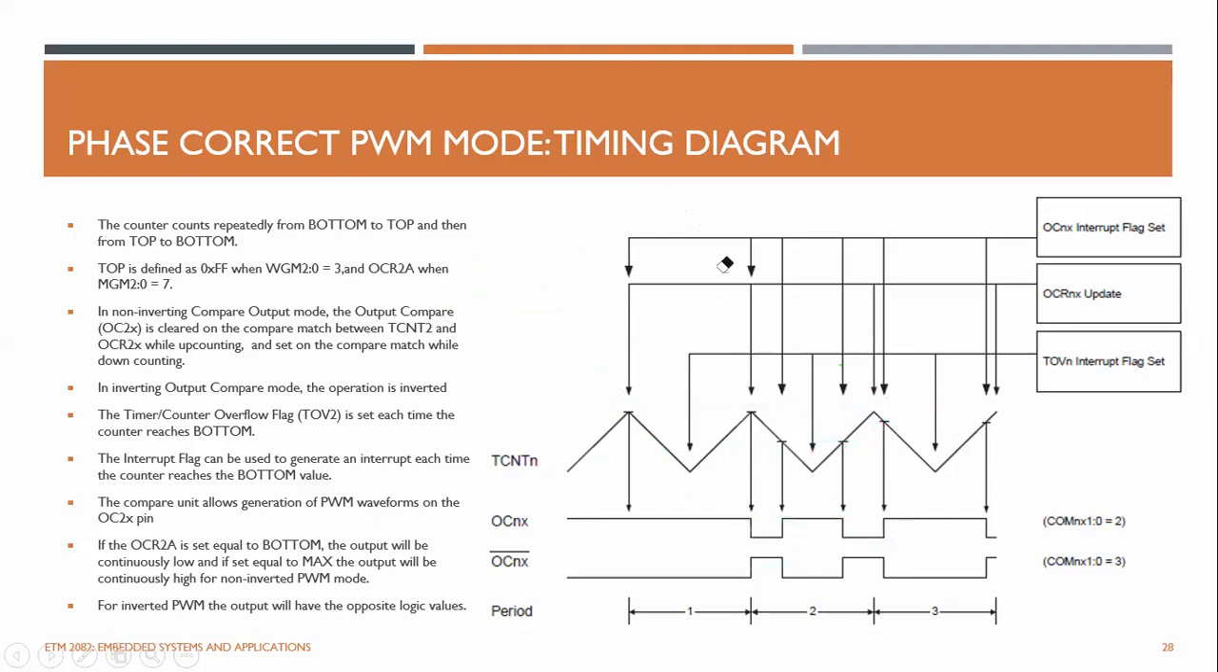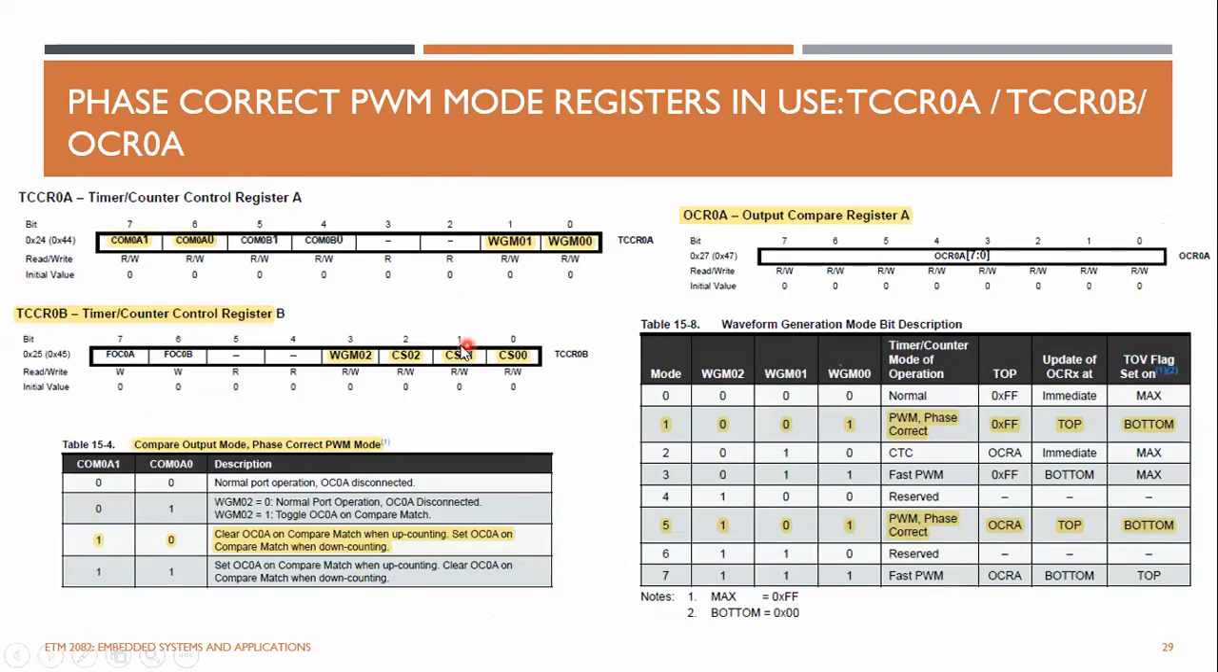You can see the OCR0 value is written here, here, here, and here, right? So when up counting, when it reaches that OCR0, it will be reset. When down counting, it will set. In up counting, it will reset. In down counting, it will set. So this is how you generate the phase correct PWM, which is suitable for motor controlling applications.